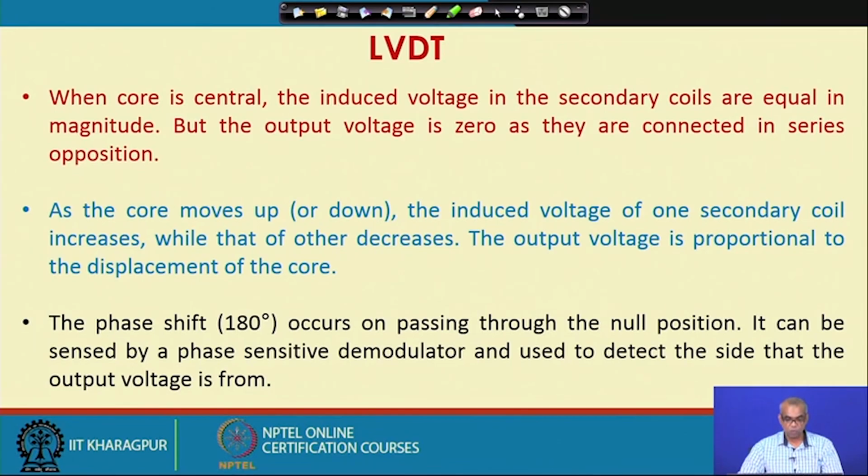The phase shift of 180 degree occurs on passing through the null position. Null position is when the core is centrally located. So, equal amount of voltage is induced in the secondary coils and the net output is 0. This phase shift can be sensed by a phase sensitive demodulator and used to detect the side that the output voltage is from. So, from which side this output voltage is coming can be detected by a phase sensitive demodulator.